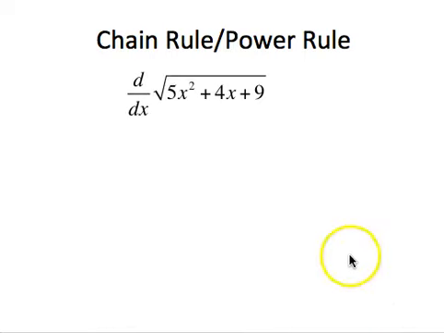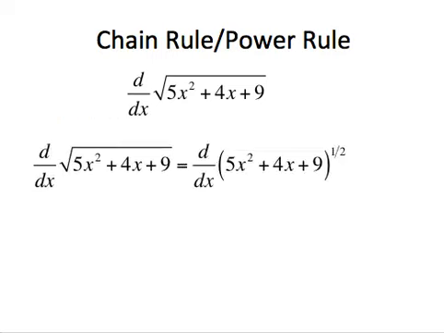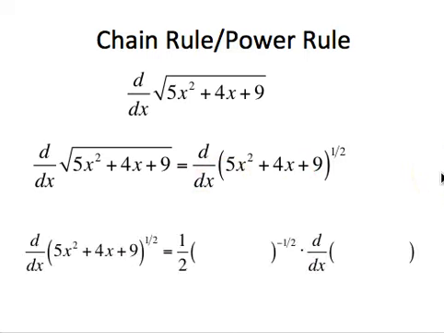Our next example is the derivative with respect to x of the square root of 5x squared plus 4x plus 9. We're thinking power rule, so we need to rewrite the square root as a power, and of course that is to the 1/2 power. And that becomes the derivative with respect to x of 5x squared plus 4x plus 9 to the 1/2. Pull the 1/2 down, it'll be 1/2 times the something to the negative 1/2 times the derivative of the something.